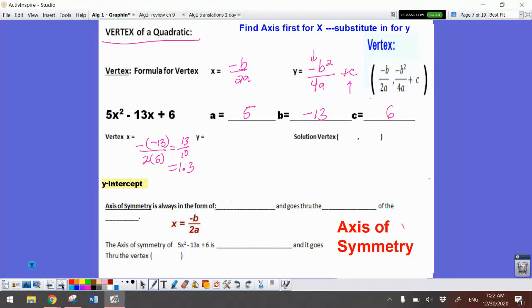And let's keep going here. So we have an x value of 1.3. So that is our first point. Now, to figure out the y value, remember I have to square and 4 times a and then plus my last number. So c is 6. And I have a -13 and a 5. Okay, so the one thing I need to realize is that this value is always going to be negative. Okay, so 13 squared is 169. The negative of that is -169. So I have -169 divided by 20 plus 6.